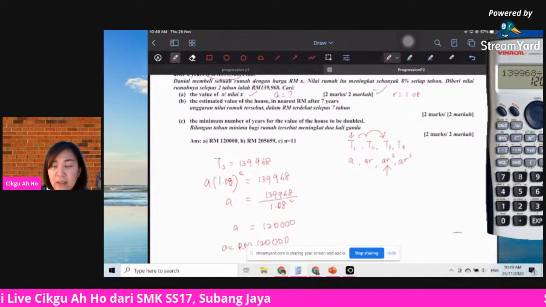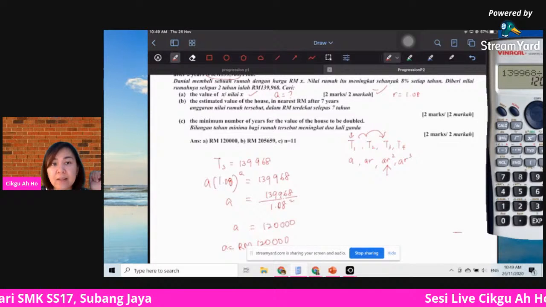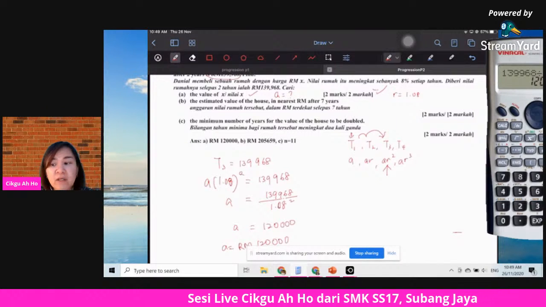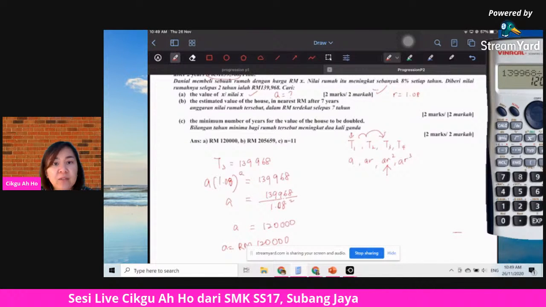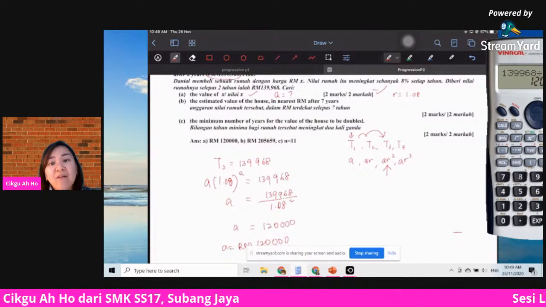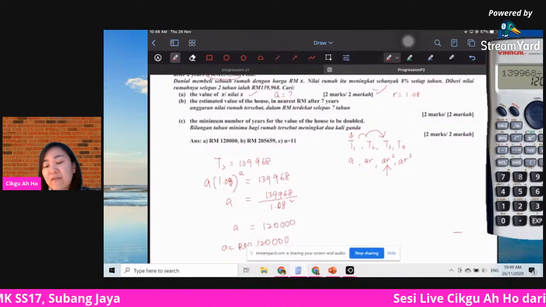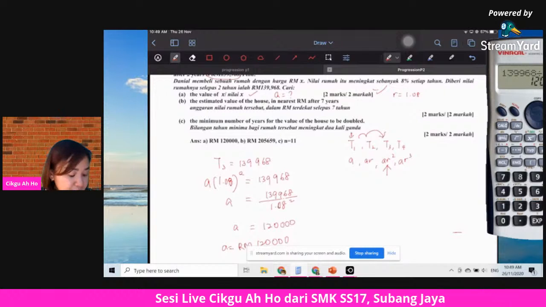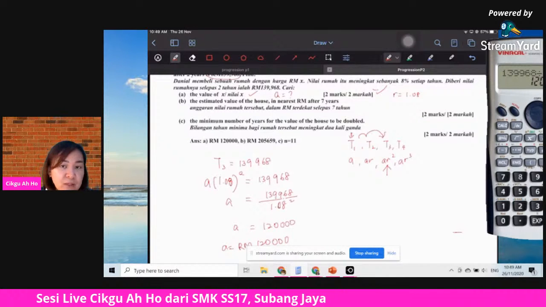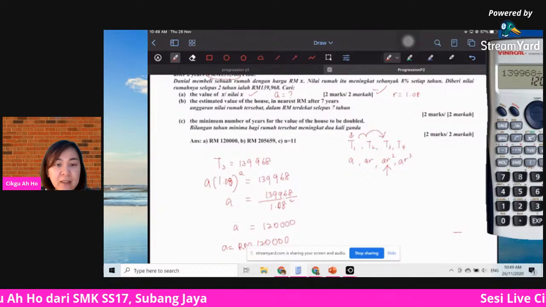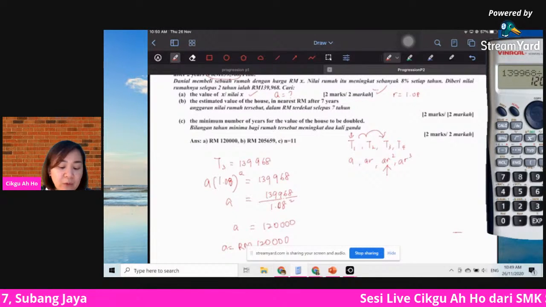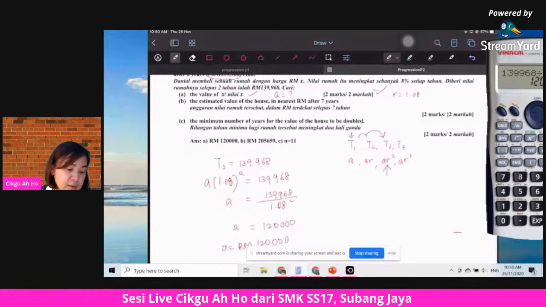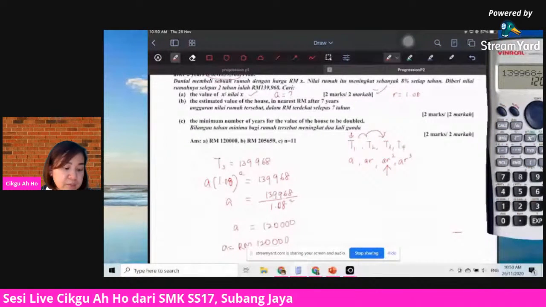Okay, ini soalan ni 6 markah sahaja, makna dia keluar di bahagian A lah. Okay, so the estimated value of the house in nearest RM after 7 years. Okay, after 7 years, selepas 7 tahun, maknanya tahun yang ke berapa? Tadi selepas 2 tahun ini adalah T3. Kalau selepas 7 tahun itu adalah T berapa? Okey, mohon siapa-siapa respon. T berapa?